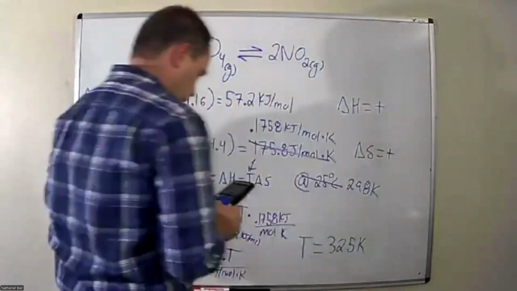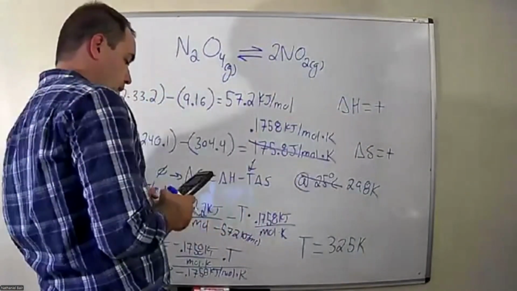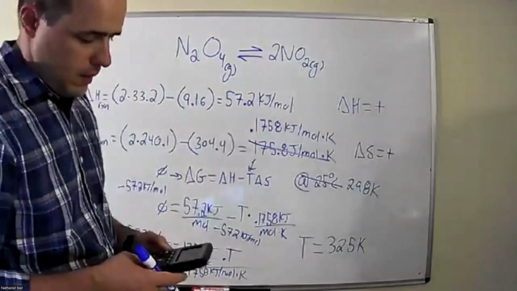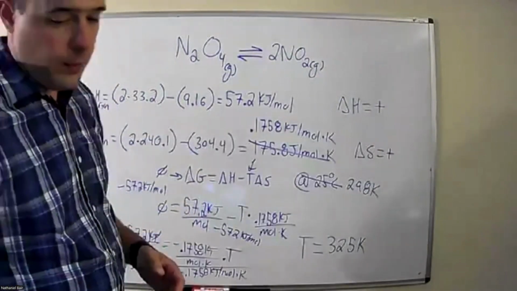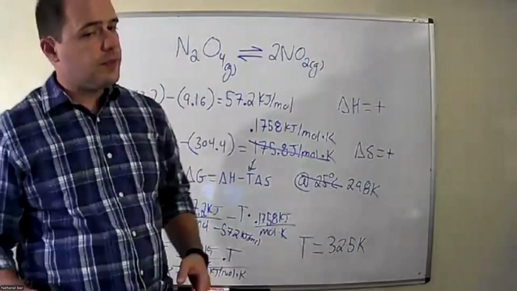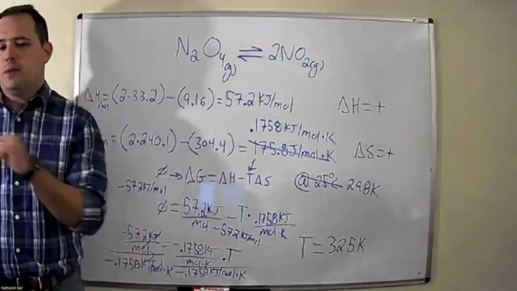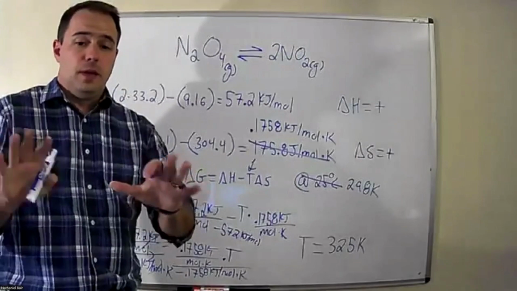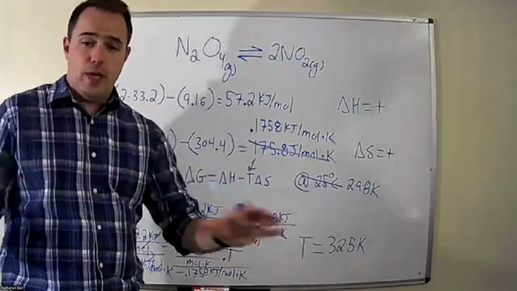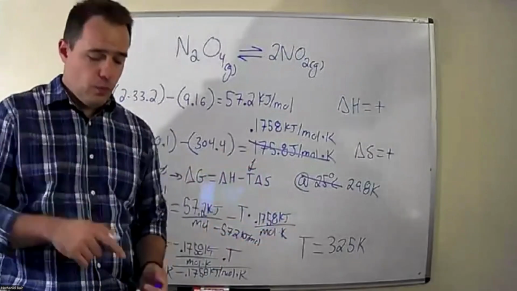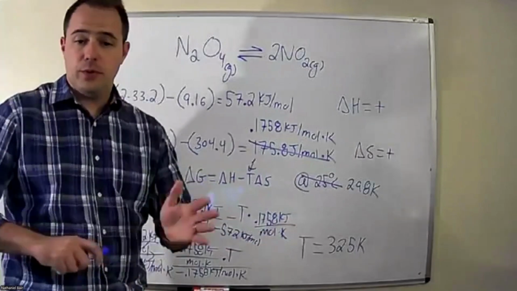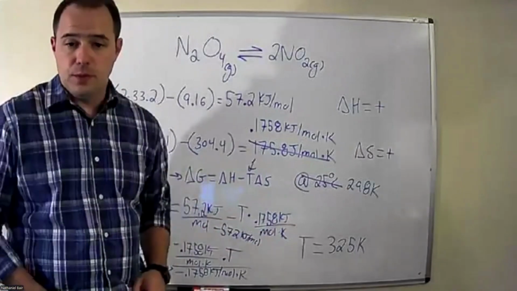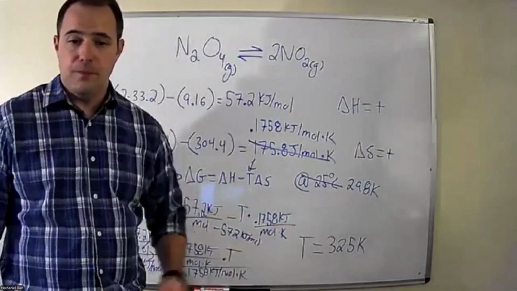325 Kelvin. If you subtract 273.15, that's 52 degrees Celsius. So at about 52 degrees, if you heat this thing up above 52 degrees Celsius, this reaction should become spontaneous for you and happen on its own. Now, I have no idea how fast. But it will eventually happen as long as the temperature is maintained above 52 degrees Celsius or 325 Kelvin.